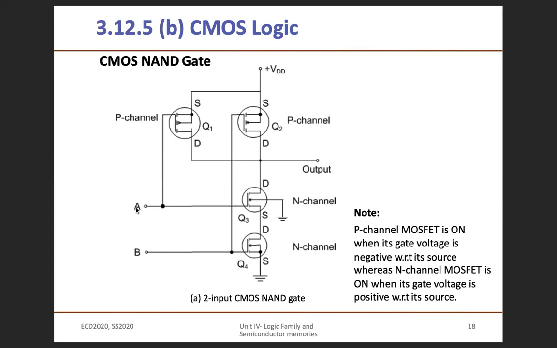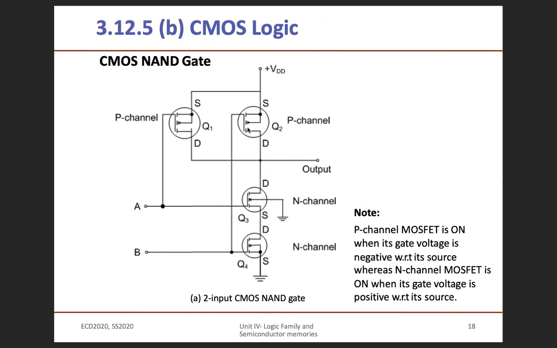First, let's give A equal to 0, B equal to 0. If you give A equal to 0, B equal to 0, this input is going to the P channel. As you are giving 0 volt, this is turned on, but this input is going to the N channel, and that is turned off. So these two transistors, Q3 and Q4, are turned off and they are open circuit.